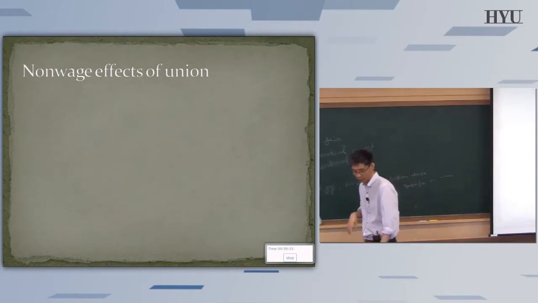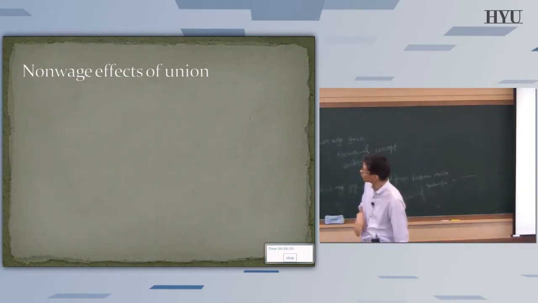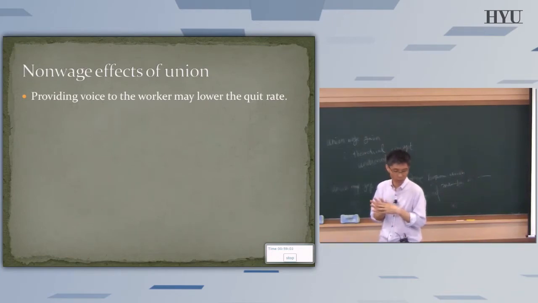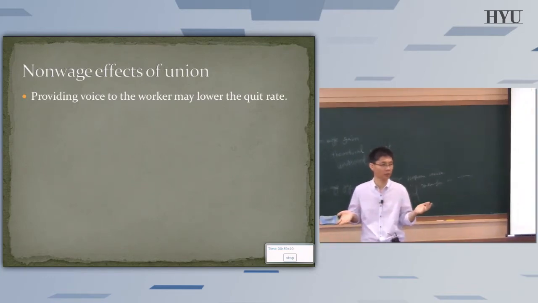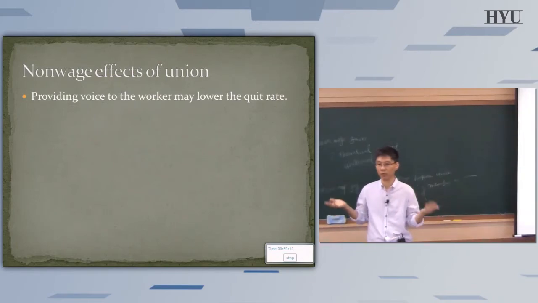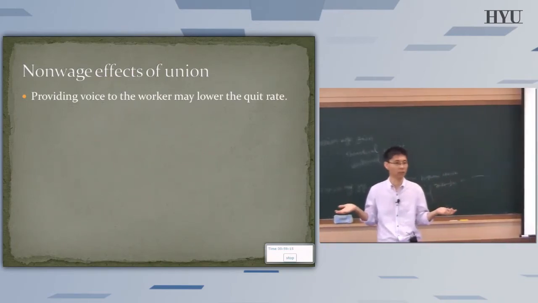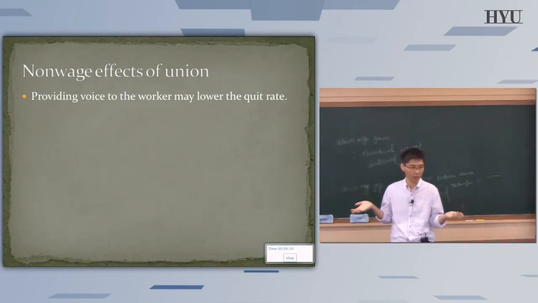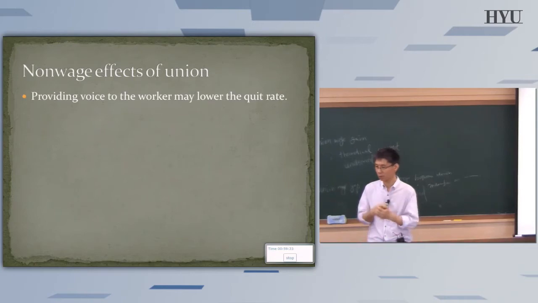Okay, and then if we look at the non-wage effects of union, one thing is that union can provide voice. This is quite an important function of union, providing voice to the worker. So if you're alone, let's say you have a complaint about your company, it's very difficult to voice your complaint, because it is possible that you may get some disadvantage because of telling your complaint to your boss.